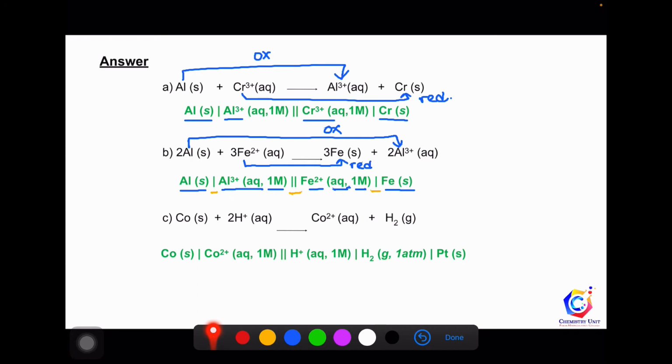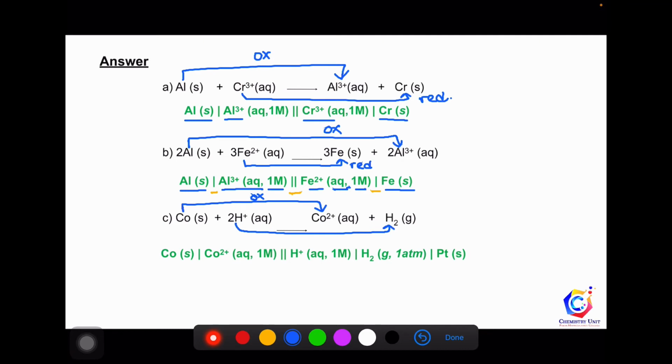Now, let's look at question C. Again, we are going to start off by identifying the species that is being oxidized, which is our cobalt, and the species that is being reduced, which is our H+.